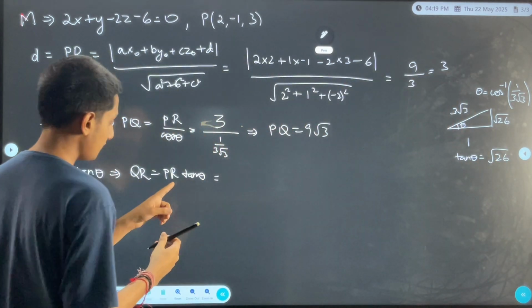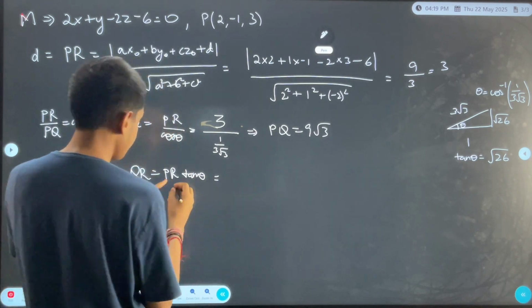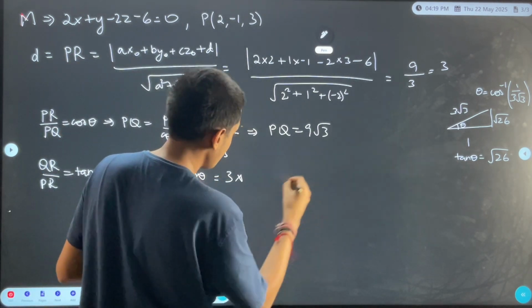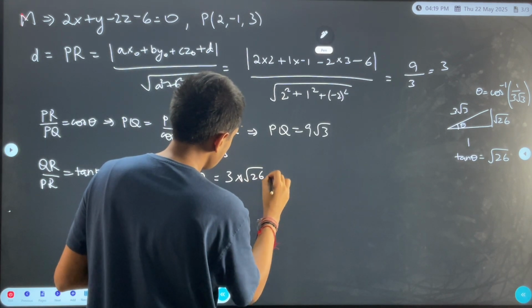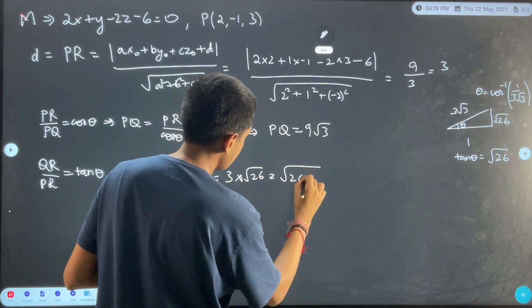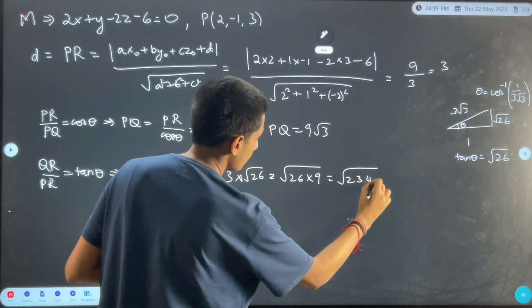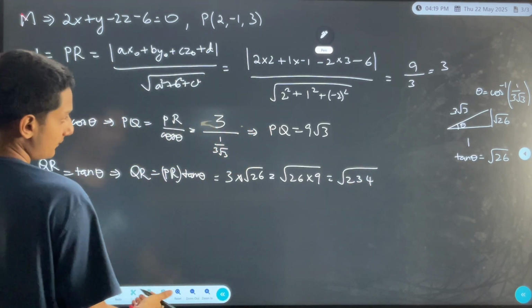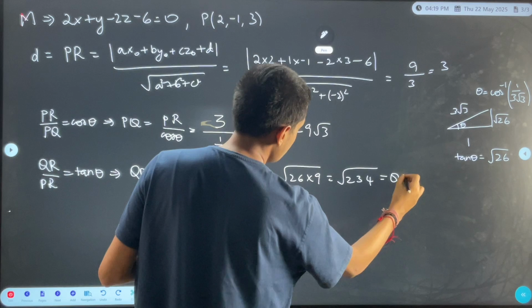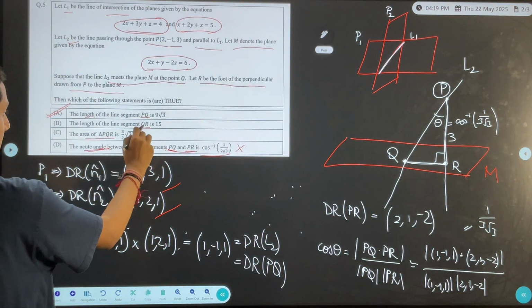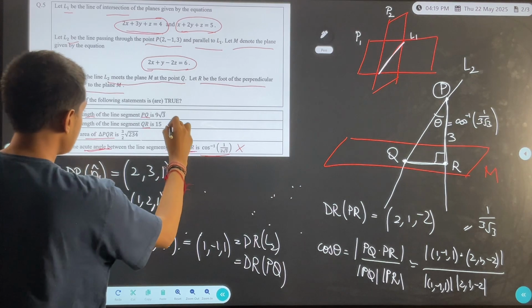So substituting back here, we have PR as equal to 3 and tan theta is root 26. This will just become root of 26 into 9, which is equal to root of 234. So we have obtained QR is equal to root 234 units. It's given as 15 in the option, so this option is also wrong.